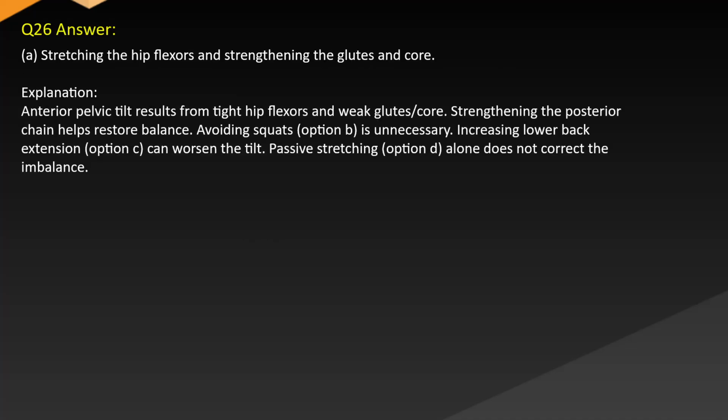Answer A. Stretching the hip flexors and strengthening the glutes and core. Explanation: anterior pelvic tilt results from tight hip flexors and weak glutes and core. Strengthening the posterior chain helps restore balance. Avoiding squats, option B, is unnecessary. Increasing lower back extension, option C, can worsen the tilt. Passive stretching, option D, alone does not correct the imbalance.